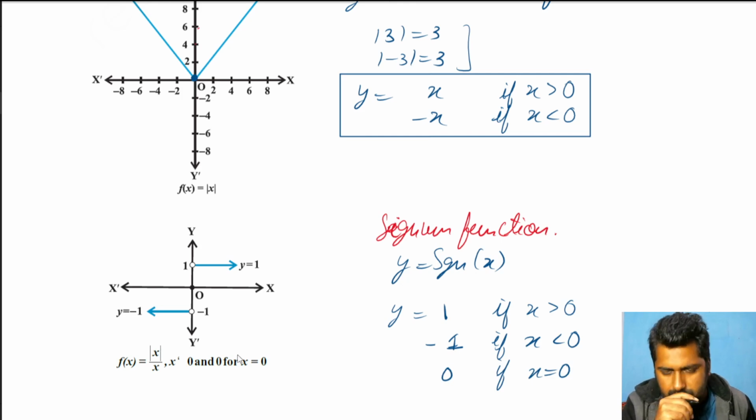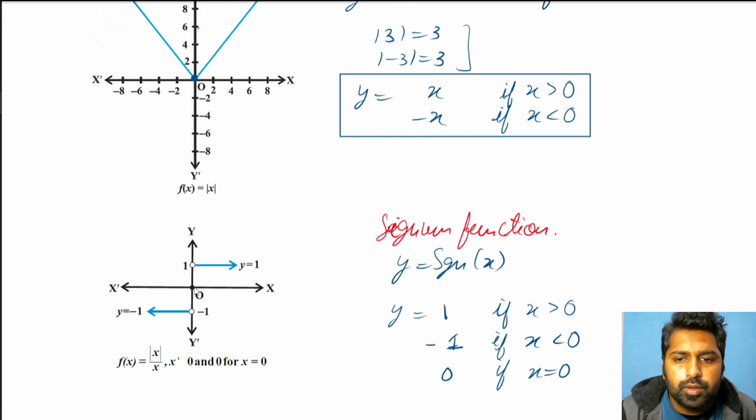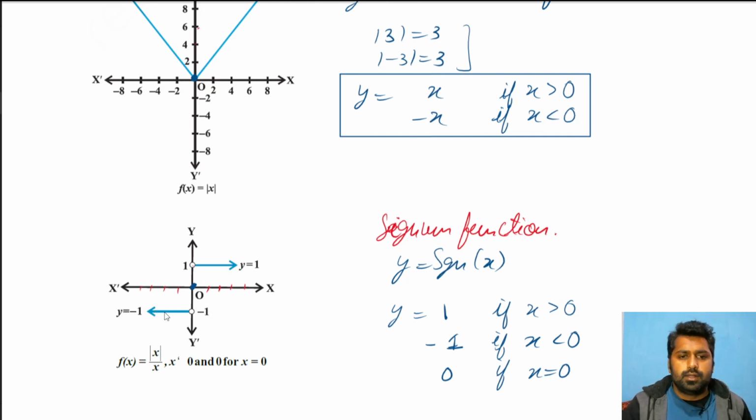Which means at x equal to 0, we'll say the value of signum x is 0. If x is greater than 0, meaning positive, for positive values, 1, 2, 3, 4, 5, you can see the graph is at plus 1. The value of y is equal to plus 1. Whereas for less than 0, meaning minus 1, minus 2, minus 3, the value of y is minus 1. Okay. That's your signum function.